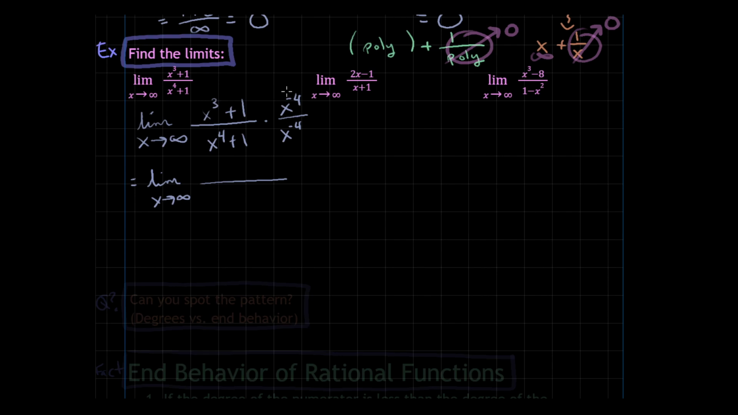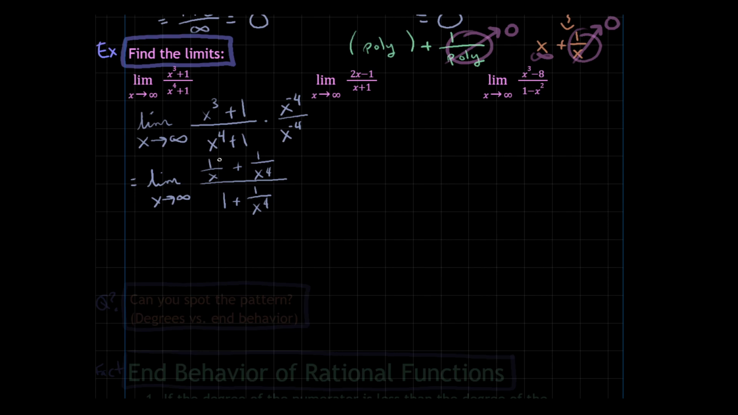x to the third divided by x to the negative fourth. 3 minus 4 is negative 1, so this is 1 over x, because 1 over x is x to the negative 1. Plus 1 over x to the fourth. And then the denominator becomes 1 plus 1 over x to the fourth.